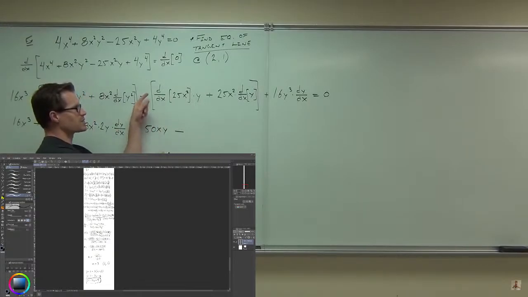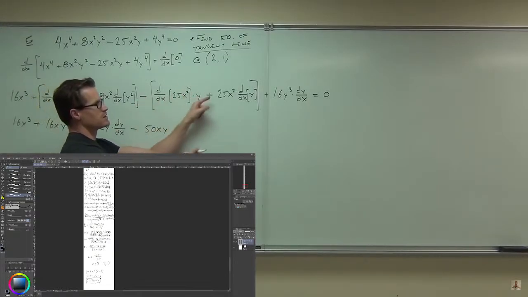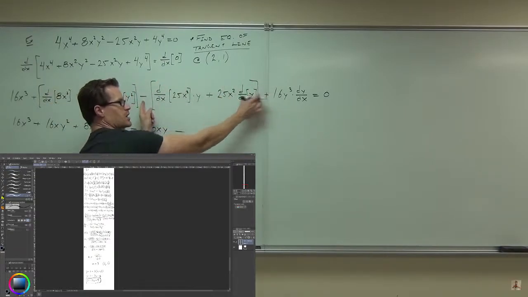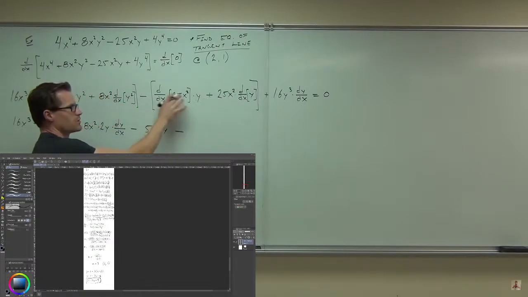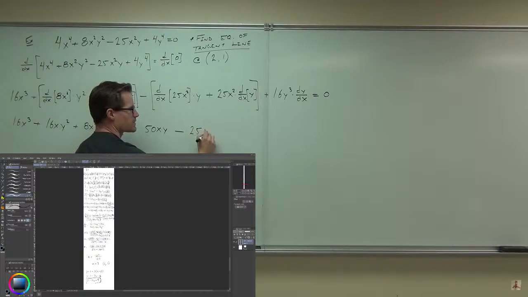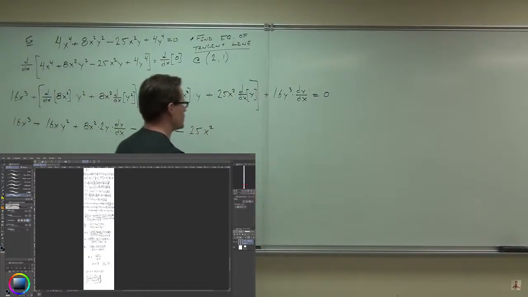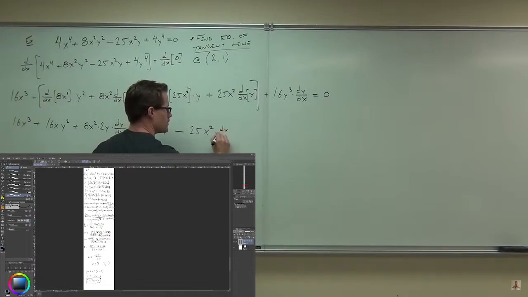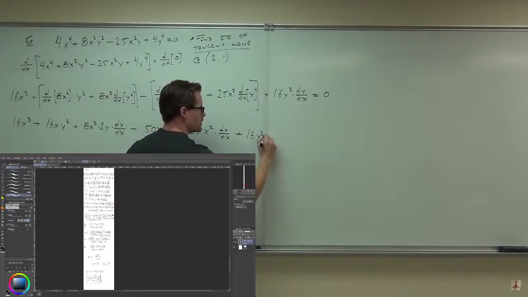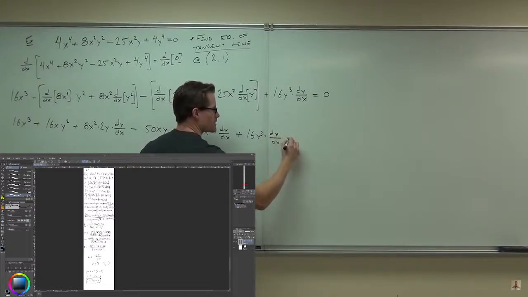No, what's happening is I'm getting rid of the bracket by distributing to these pieces. Notice the bracket ends here. That minus won't affect this plus, but it will affect this plus. So 50xy plus, or sorry, minus 25x squared, and the derivative of y, everybody. Yeah, very good. Then I'll have a plus 16y cubed dy/dx equals 0.